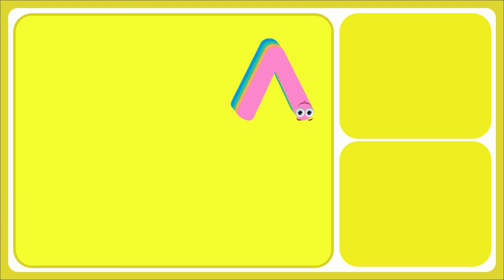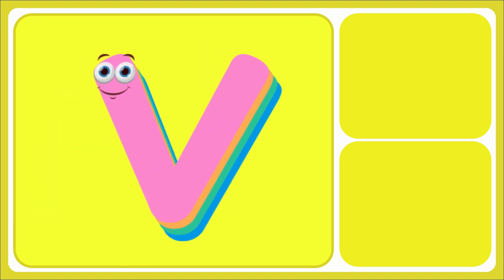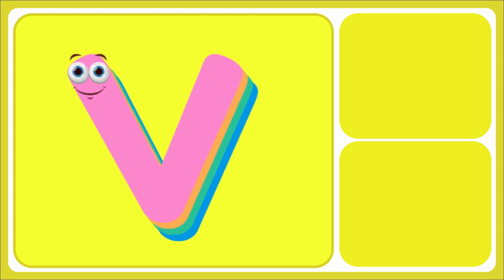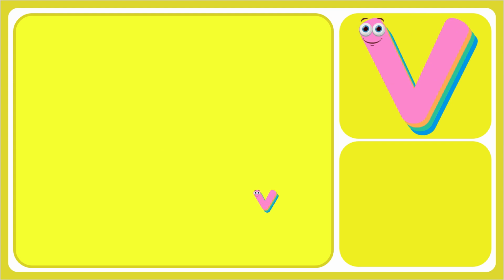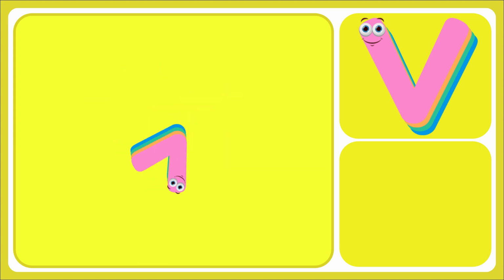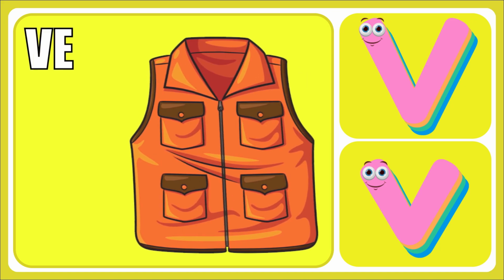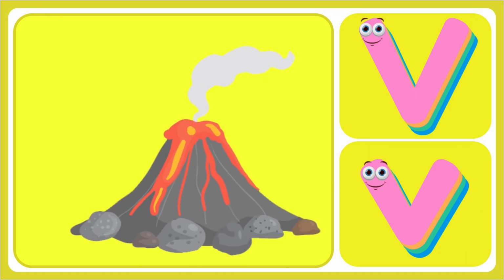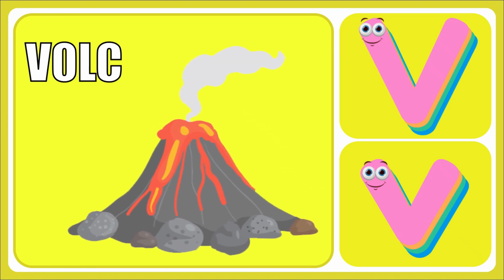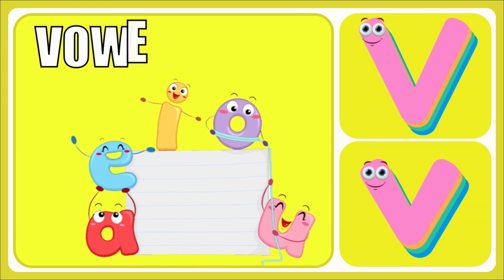Today we will learn alphabets and their sounds. Have you ever seen the letter V? Hi, I am letter V. And my sound is va, ba, ba. And the words that start with me are west, ba, ba, west. Volcano, ba, ba, volcano. Vowels, ba, ba, vowels.